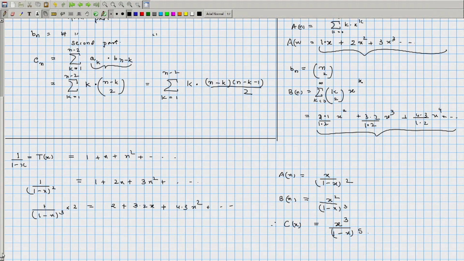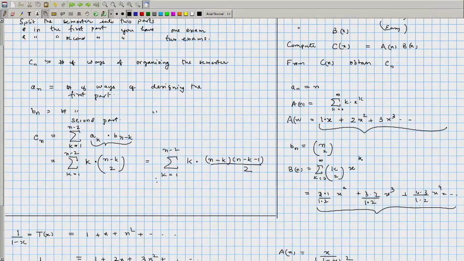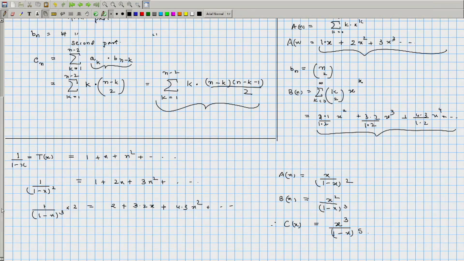So, now what we know is this summation that we were looking at, which gives us the nth term of the number of ways of splitting the semester, is a sequence whose generating function has a simple form x cube by 1 minus x raised to 5. Okay. Now, how do we find the nth term of 1 by 1 minus x raised to 5? You can use the generalized binomial expansion.